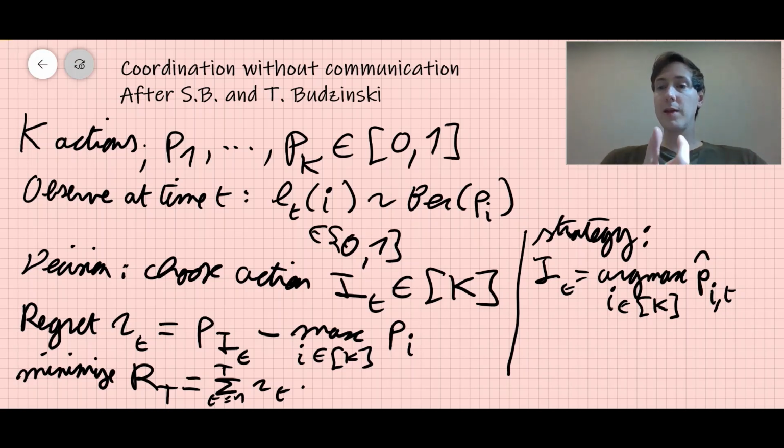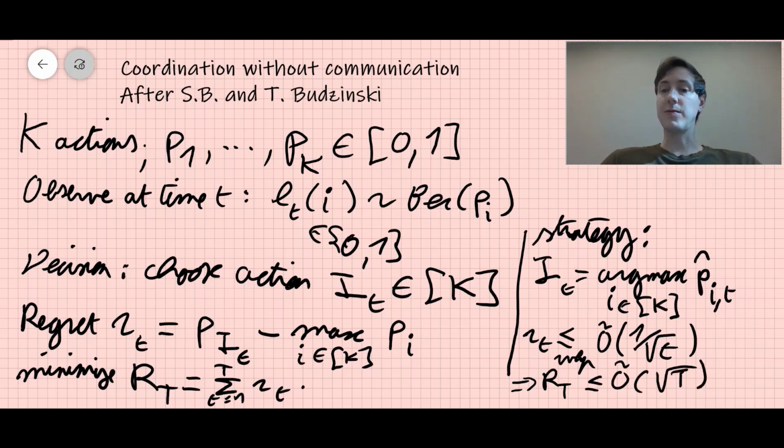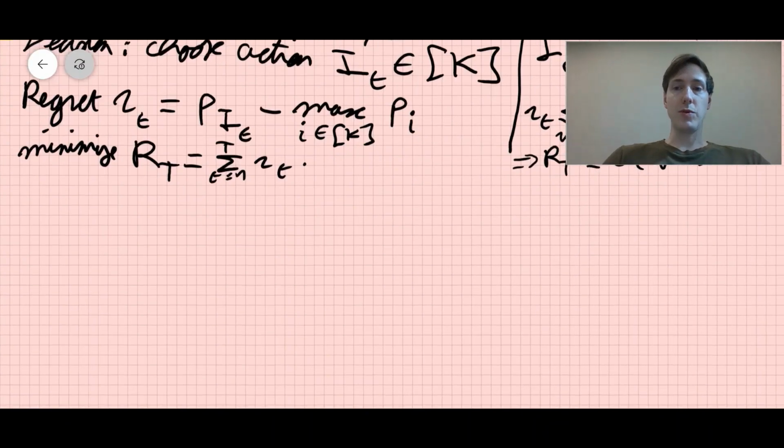Since the empirical mean concentrates at rate 1 over square root t, up to a log factor, you know that r_t is going to be bounded with high probability by something up to a log factor. I use O tilde to hide a log factor, 1 over square root little t. So this means that your total regret is bounded by O tilde of square root capital T. And this is very easy to be seen to be optimal. So super classical.